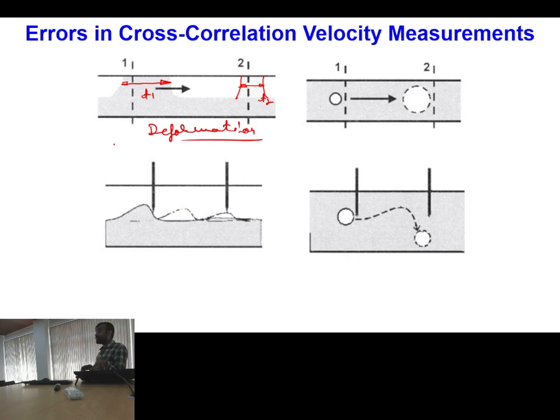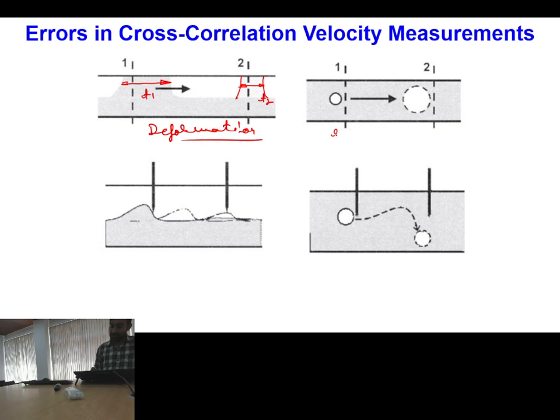Now whatever velocity you get will not be the velocity of the slug; it will be the velocity of the slug plus the velocity of interface deformation. Is this clear? Yes. So you will get the combined velocity whenever you have deformation. This is one source of error.